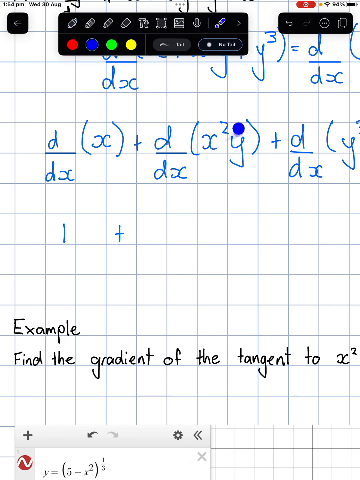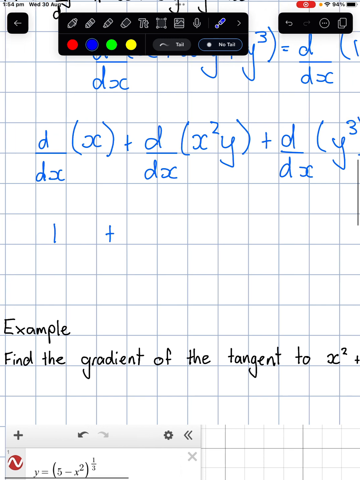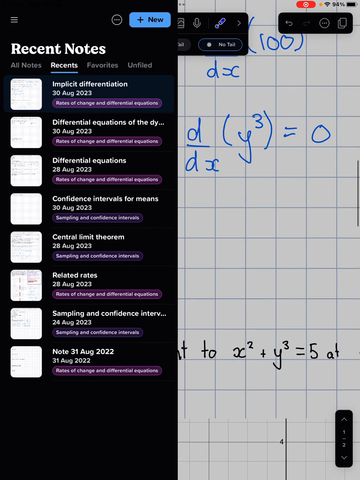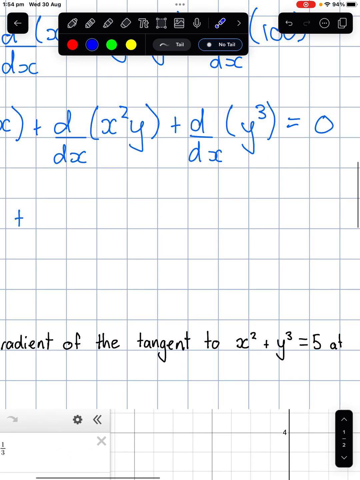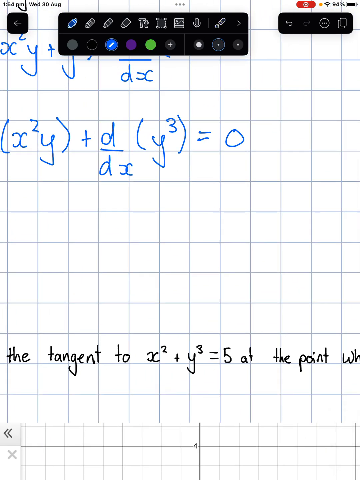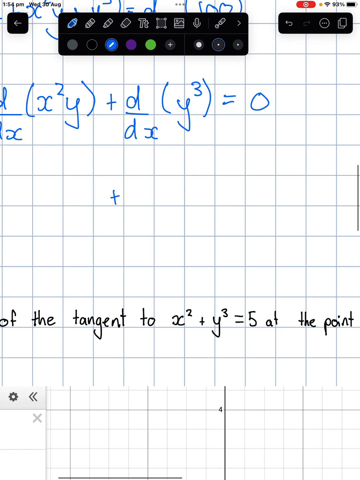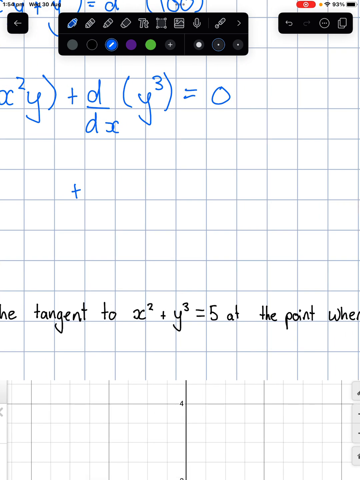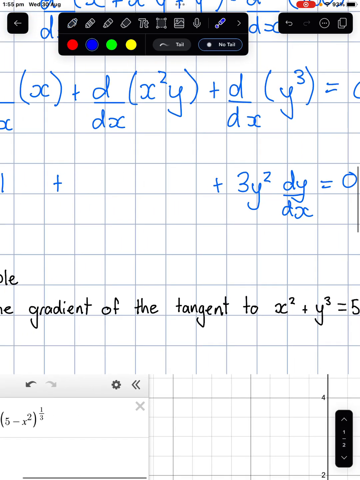Now this one here is our complex one. We've got a product rule. So we'll do this other side here first because it'll make a bit more sense. I'm going to leave that one for a minute. But the derivative of y cubed with respect to x means this is going to be 3y squared. We do the derivative of y with respect to y, and then we multiply this by dy dx.